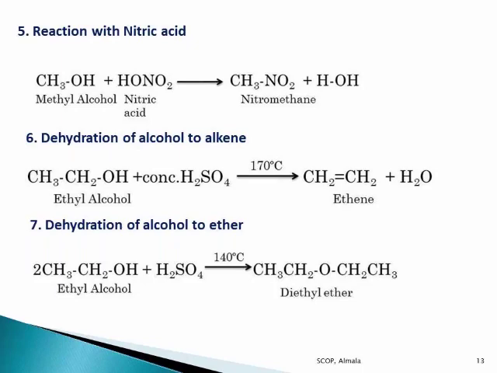Dehydration of alcohol to alkene. Alcohol when reacted with concentrated sulfuric acid at 170 degrees Celsius gives alkene. Ethyl alcohol on treatment with concentrated H2SO4 at 170 degrees Celsius gives ethene, while at 140 degrees Celsius alcohol when treated with sulfuric acid gives ether. Here two molecules are involved. When two molecules of ethyl alcohol are treated with H2SO4 at 140 degrees Celsius, it gives diethyl ether.